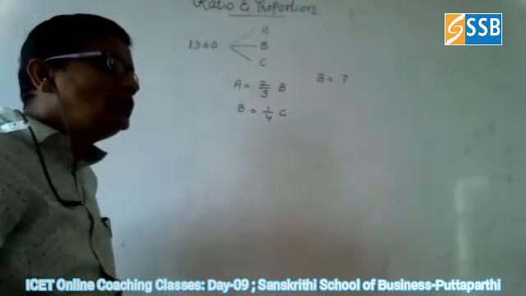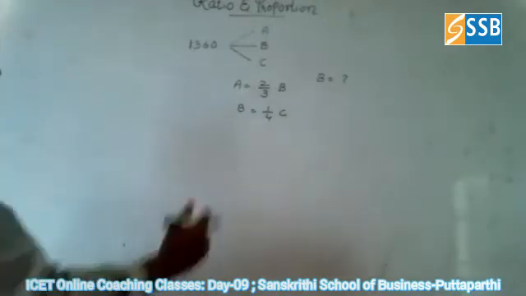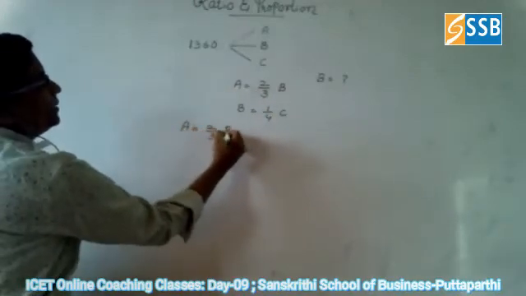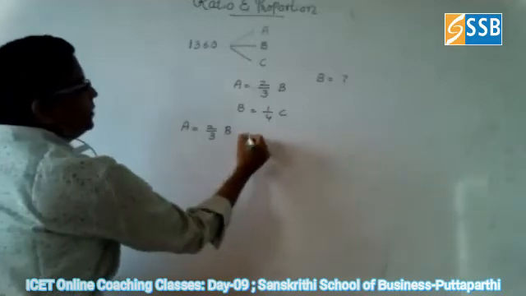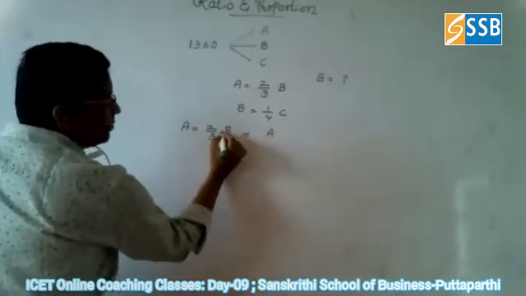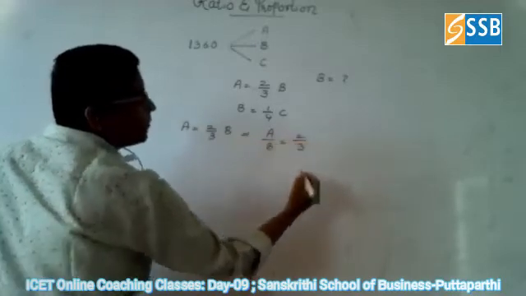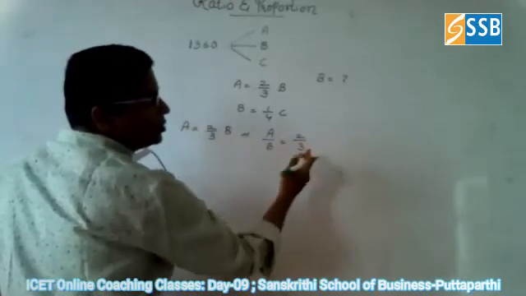Now what are you going to do? See here, same as usual. A is equal to 2/3 B. B you bring it here. What it becomes? A by B is equal to 2/3. Means A is to B is equal to 2:3.